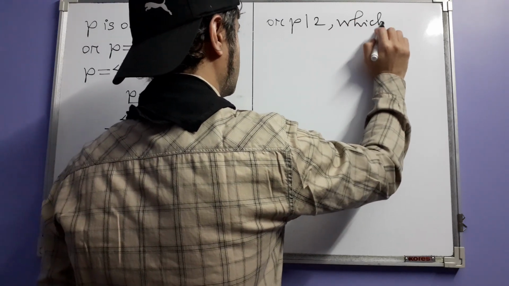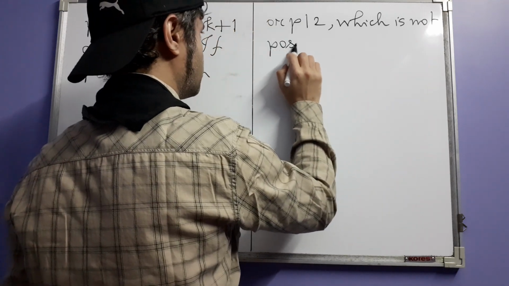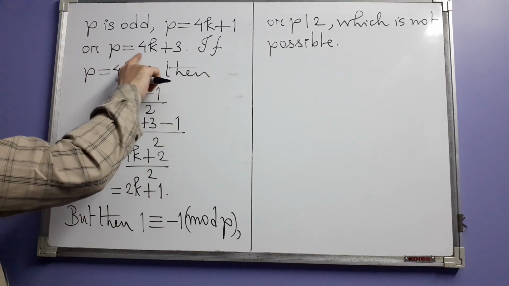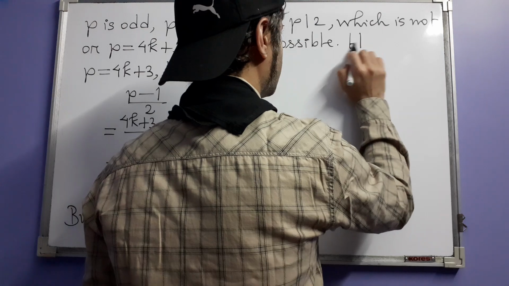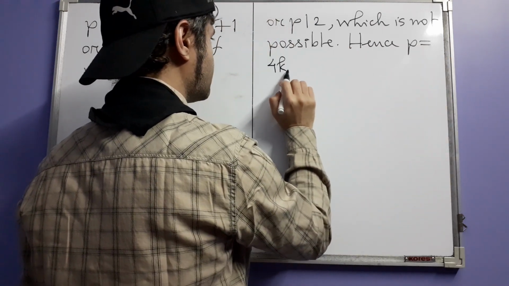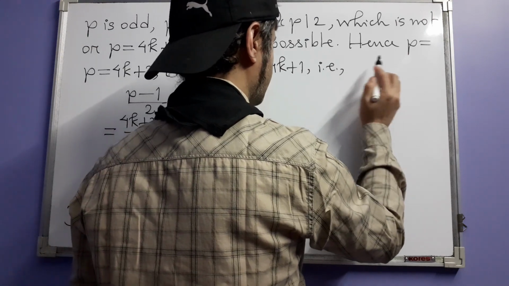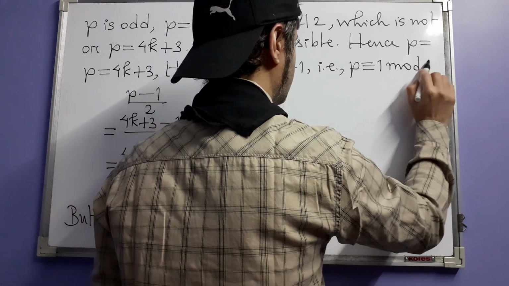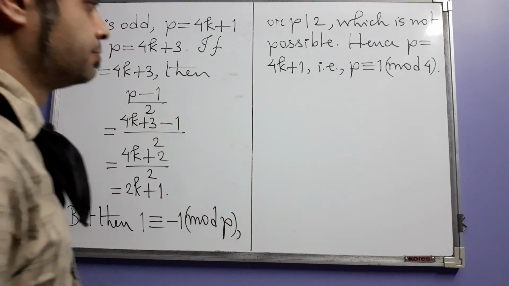Which is not possible. And that is why this option is ruled out. We cannot have this. Hence, we can only have p equal to 4k plus 1. That is, if you write that as a congruence, then you get this: p is congruent to 1 modulo 4. So we have shown one half of our claim.